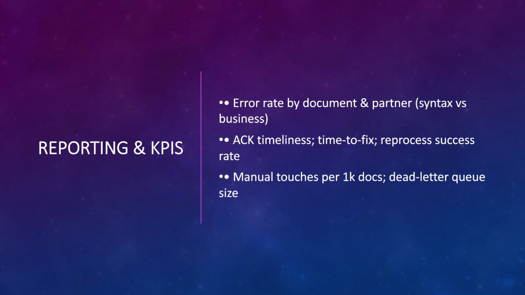Validation should be measurable. Track error rates by document and partner, acknowledgement timelines, time to fix, and reprocessing success rates. Monitoring these KPIs helps identify systemic issues before they escalate.